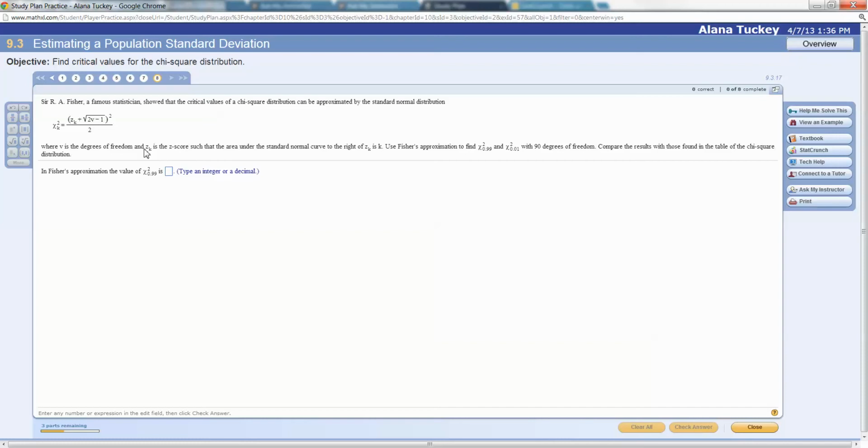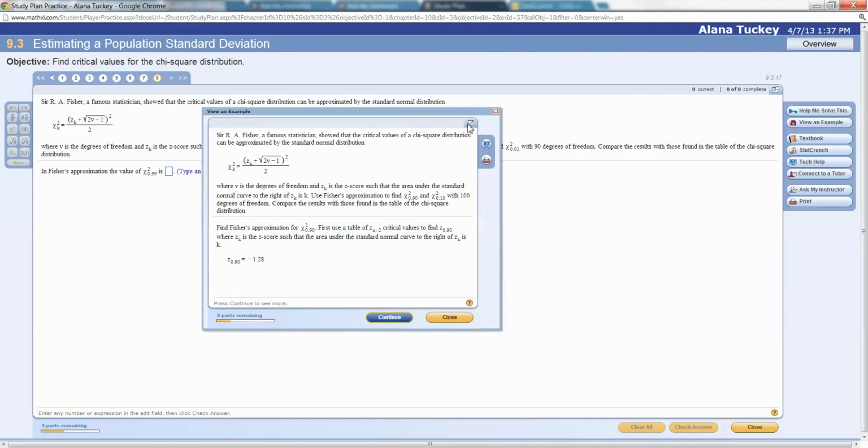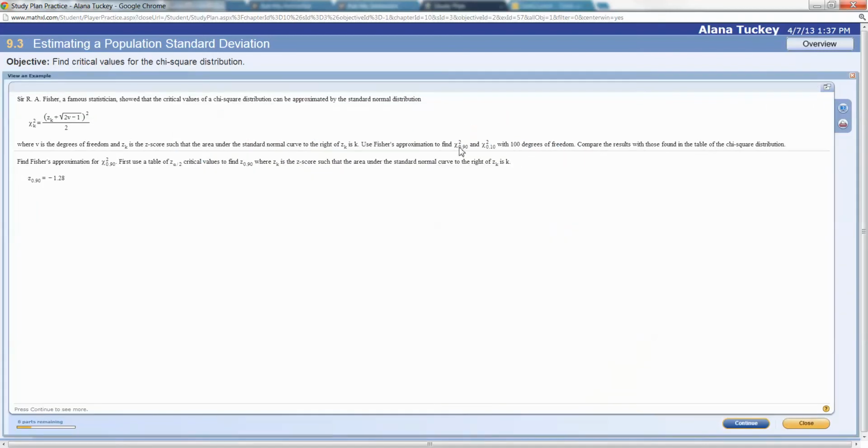All right, so this statistician was able to figure out a formula for it, where v is the degree of freedom and zk is the z-score such that the area under the standard normal curve to the right of zk is k. I'm going to do the example here, and it'll be very similar to what you'd have to do for your problem. So I'm going to find approximations for chi-squared 0.90 and chi-squared 0.10 with 100 degrees of freedom. Compare the results to the results found in the chi-square table.